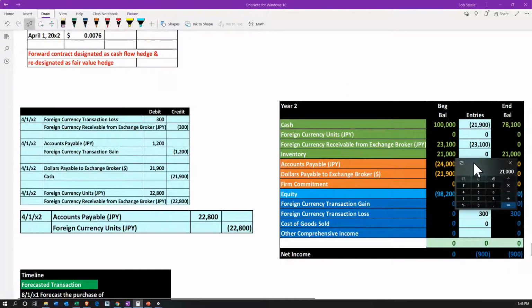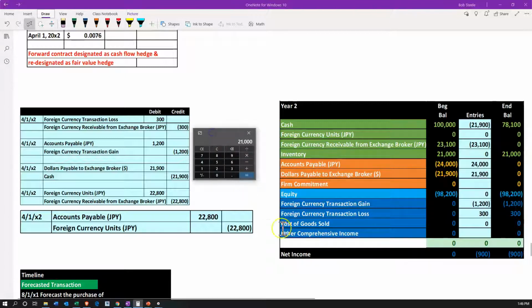We didn't touch it again. It hasn't been touched since that point. However, we did include in other comprehensive income transactions the differences in the exchange rate up until we actually got the inventory. And then that would roll into basically other comprehensive income, which we're going to say is included in the equity section.